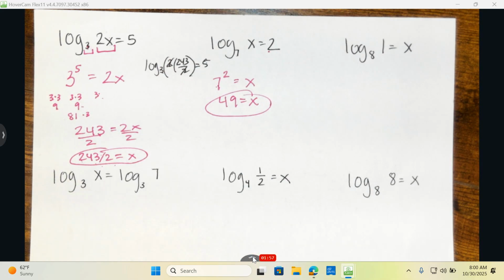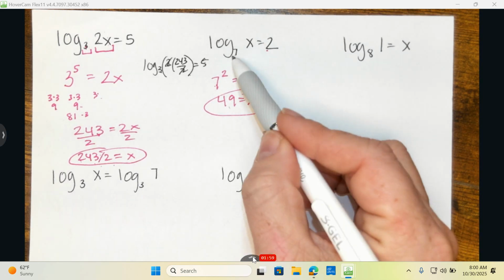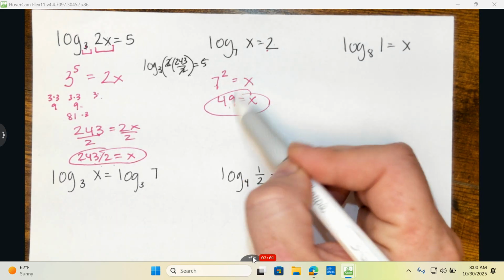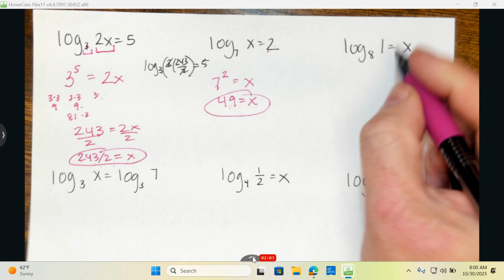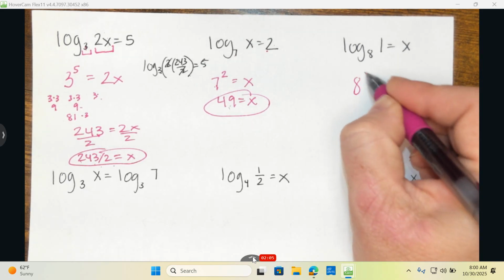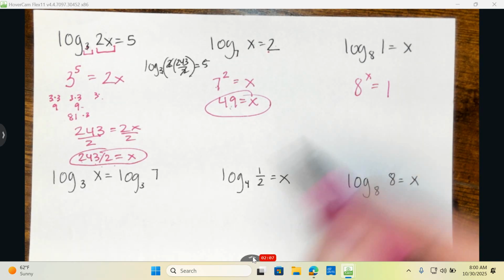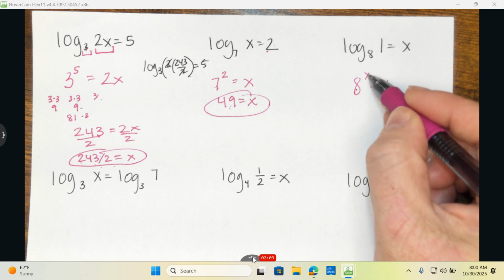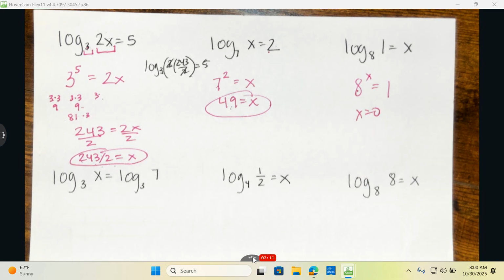I agree with this answer. Over here, if I plug it in, 7 squared is 49. I agree with this answer. We're moving on to the third example. 8 raised to the x equals 1. When we take a value and raise it to the 0 power, we end up with 1.